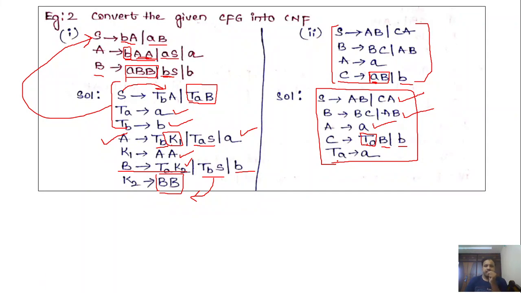Okay. So this problem is also important from the GATE point of view. Okay. So you need to practice these 6 rules, and along with that you must have clarity on the simplification of context free grammar, right? Because these are linked concepts. So if you know the simplification of CFG concept, then only you can convert that CFG into CNF.